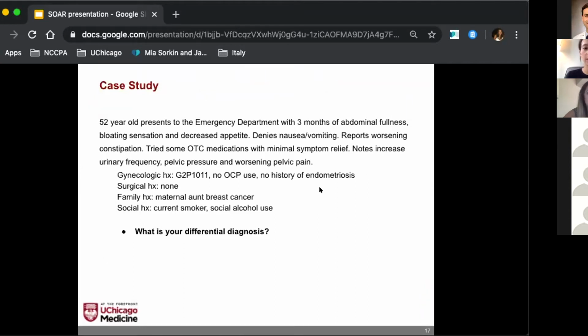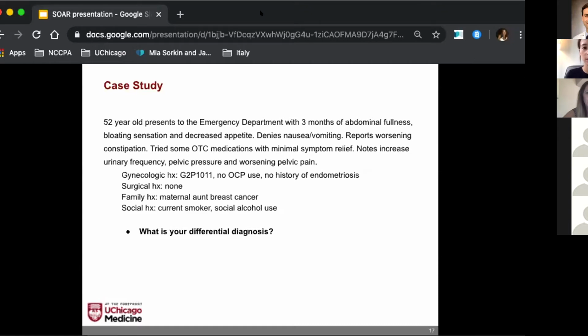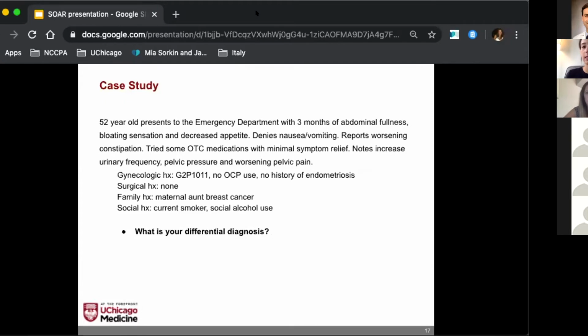Yes. Okay, great. As a part of our work, Emily and I both work on the outpatient and inpatient side. On the inpatient side, we do see consults. So this is an example of a patient that might be consulted to us by our ED or hospital medicine colleagues. We got a 52-year-old. She's in the ED. She's had 3 months of abdominal fullness, this bloating sensation. She hasn't been very hungry. She's not nauseous. She's not throwing up, but she's had worsening constipation. She's tried everything at her CVS and nothing is relieving her symptoms. She notes that she's a little bit more frequent in her urination. She's got this vague abdominal pelvic pressure and pain.